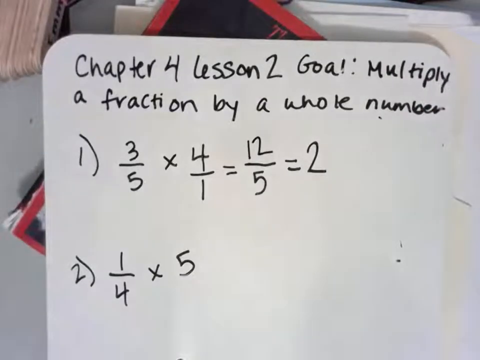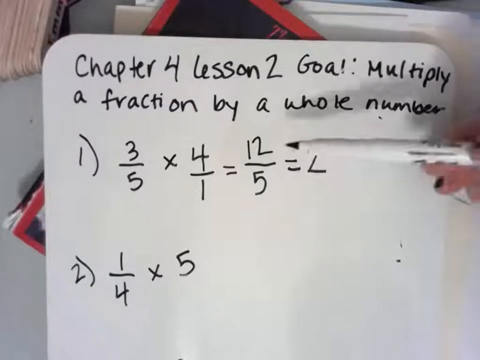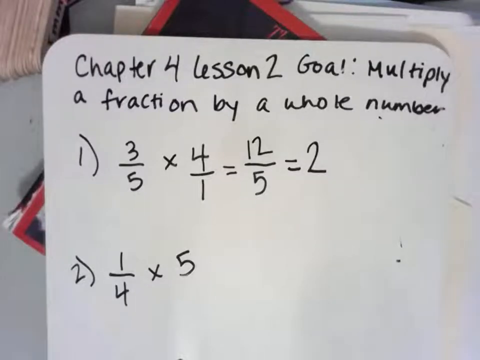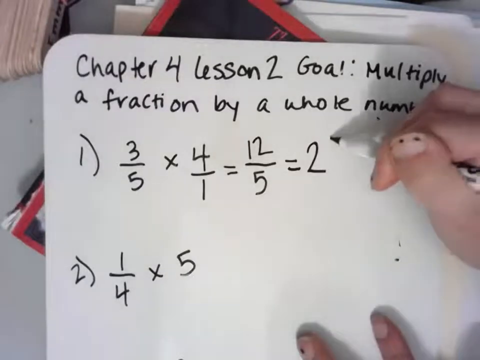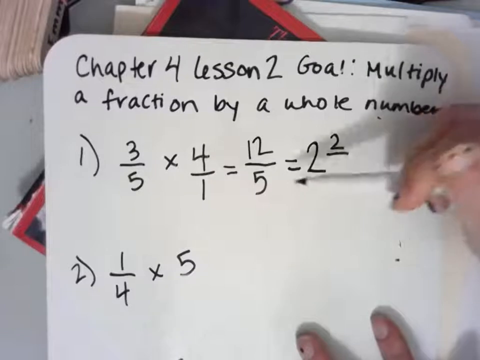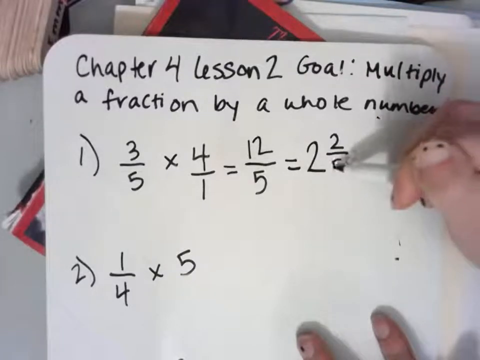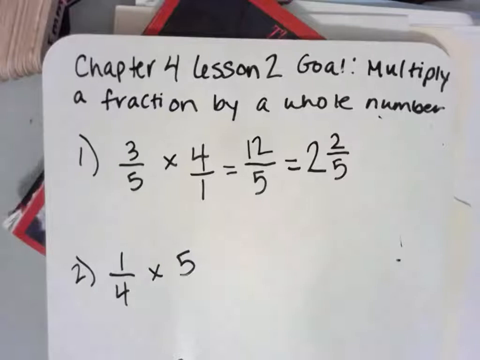And if I did 5 times 2, I would get 10. And then I would have a remainder of 2 because the difference between 10 and 12 is 2. So my remainder here is 2. And my denominator stays the same. So my answer is 2 2/5.